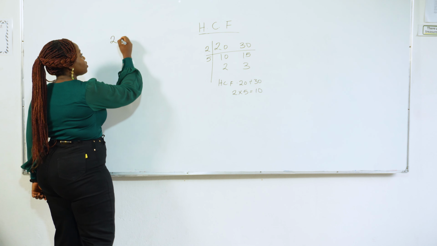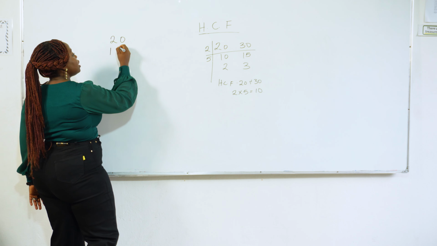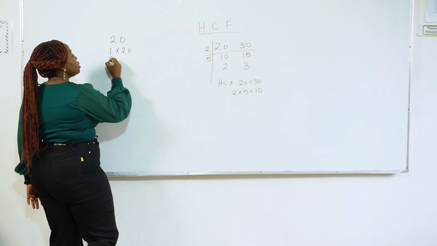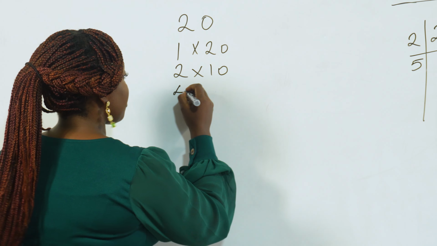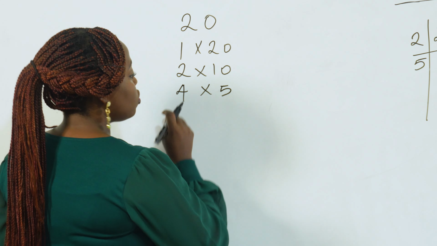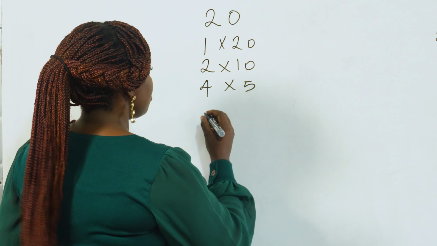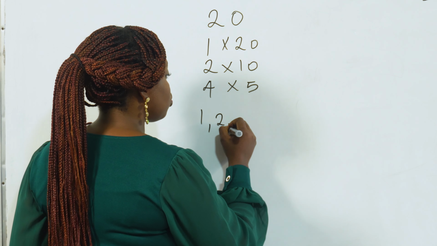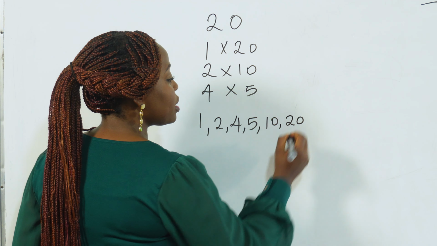The second method is the one in which we list out all the factors. So let's list out the factors of 20. 20 is 1 times 20, 2 times 10, 3 is not part of it, and then 4 times 5. So after 4 is 5, and it's already here, so we're done. There are no more factors. So the factors of 20 are 1, 2, 4, 5, 10, and 20.